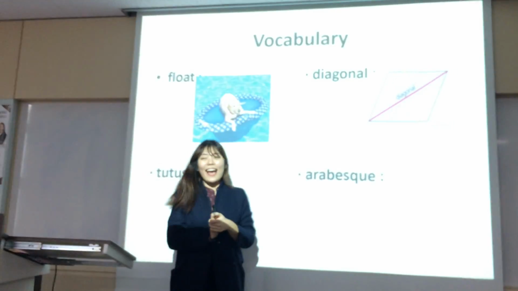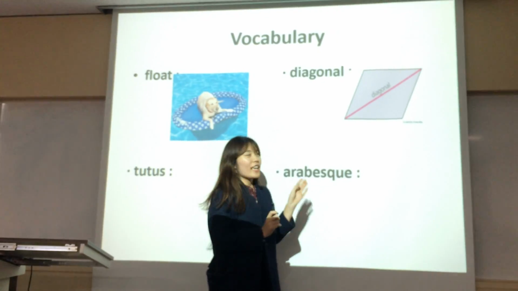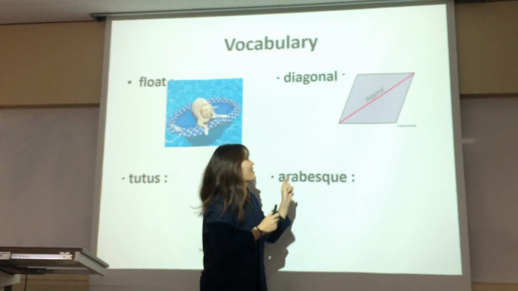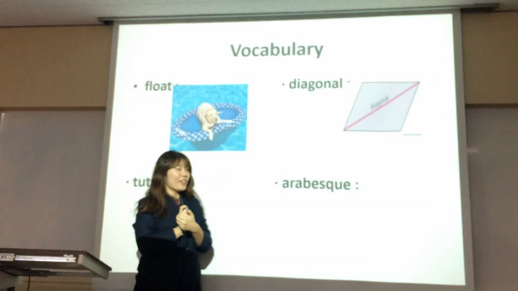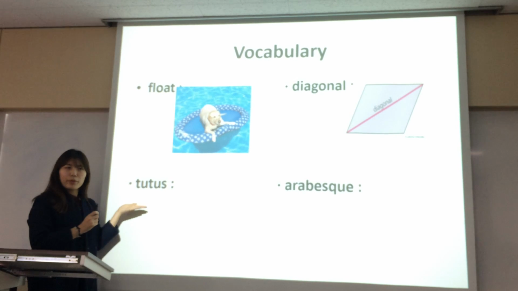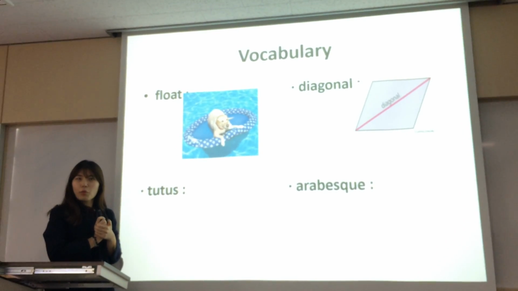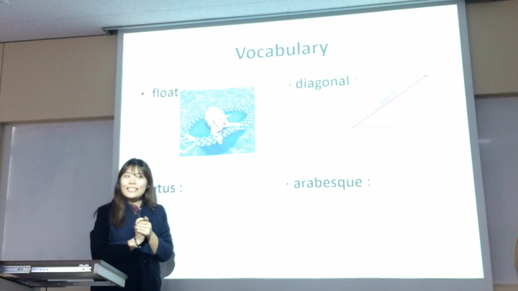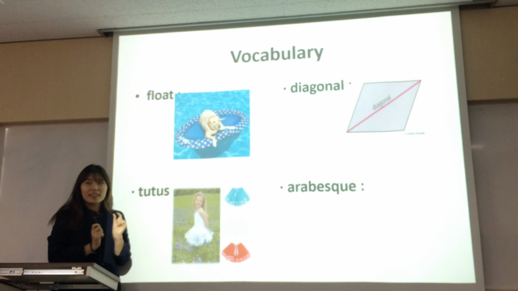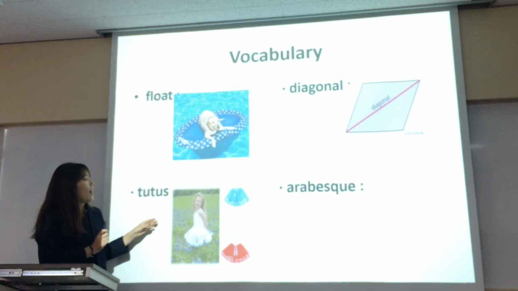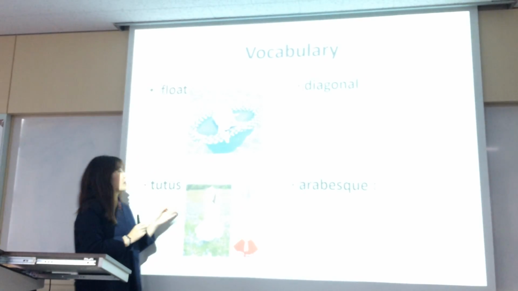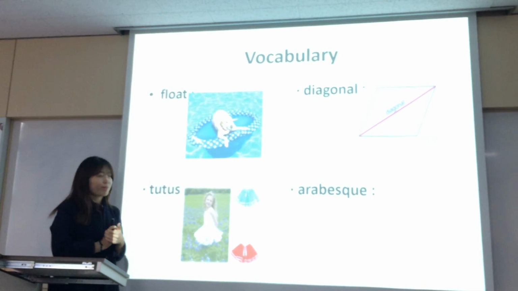Excellent. Diagonal means lines which join two different corners. You can check in this picture. Third, what does tutus mean? Does anyone know? No one? It's okay. I will explain what the meaning is. Tutus is a short skirt, looks like this, with many folds of material. Usually it's worn by ballet dancers.